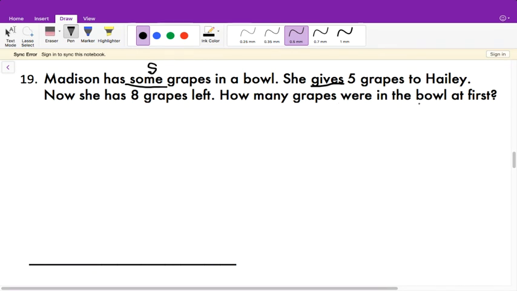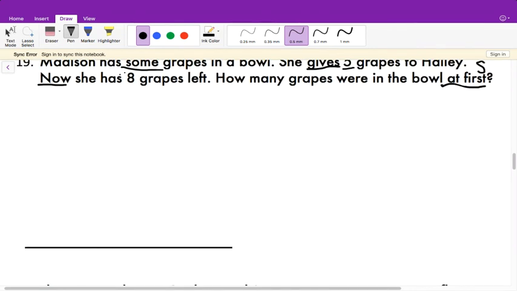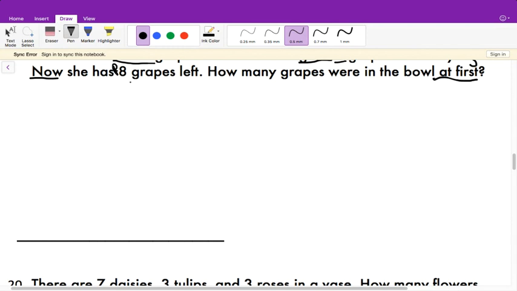And we can confirm that by looking at the question. The question says, how many grapes were in the bowl at first? At first always means at the start. So at first, at the beginning, that means how many they had at the start. So some is going to be our start. And then she gives 5 grapes to Haley. So that is the action, which is our change. Now she has 8 grapes left. So now is our keyword to know what the result is in a start change result. So that will be 8.